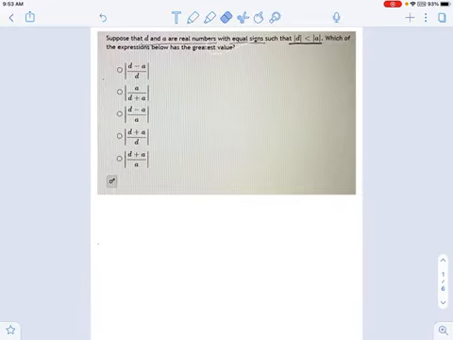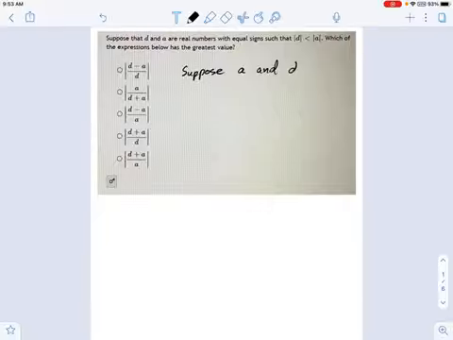So let's deal with the different situations that we might have. First, suppose that A and D are both positive. And I know I can say that because they have equal signs. Now, maybe they're both negative. We'll deal with that in a moment. But suppose for a moment that they're both positive numbers. Okay, what do we have here?